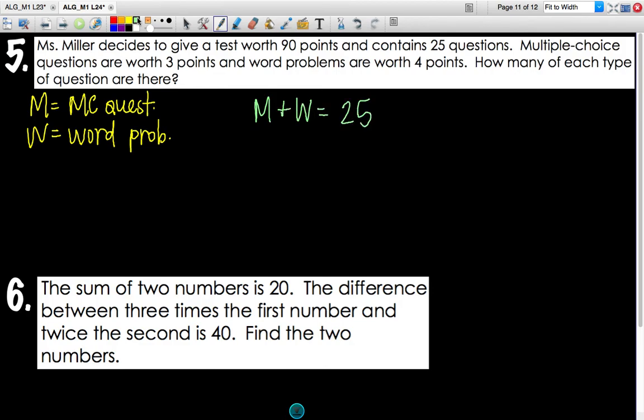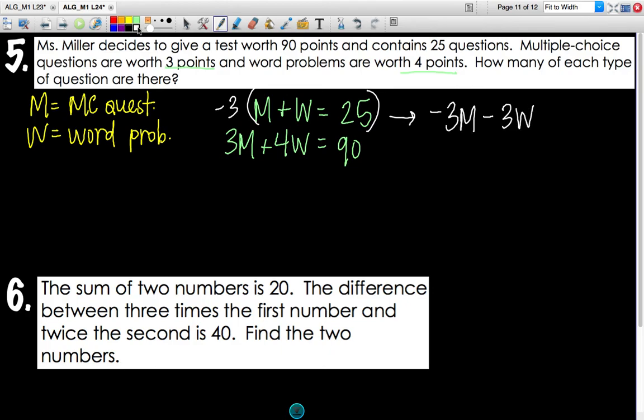I also know that this test is worth 90 points. And a multiple choice question is worth 3 points, so that's 3M. And a word question is worth 4 points, so plus 4W. So now I want to solve this. So I'm going to use the elimination method again. I'm going to multiply the top by negative 3, so I can eliminate my m's. So my new top equation is negative 3m minus 3w equals negative 75.